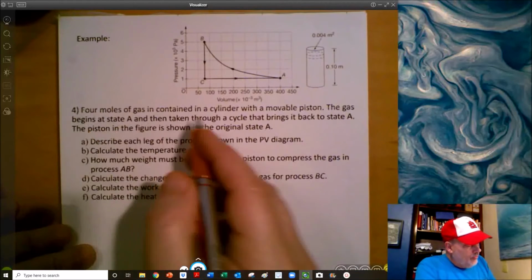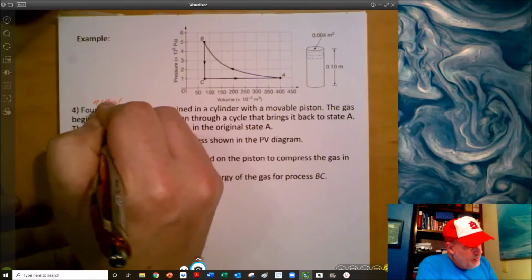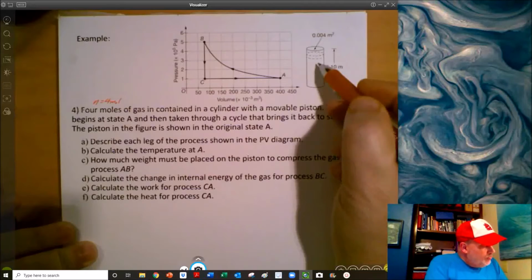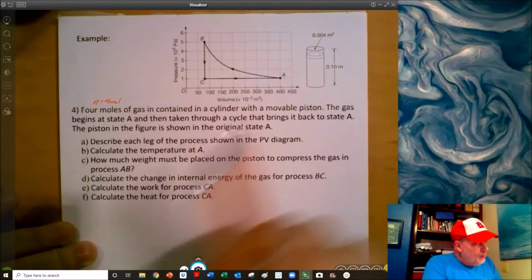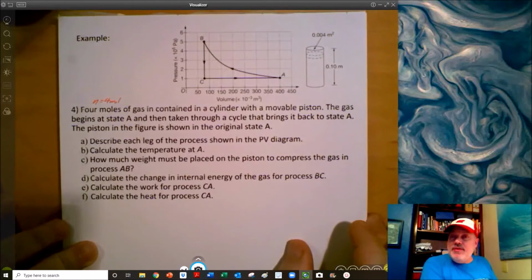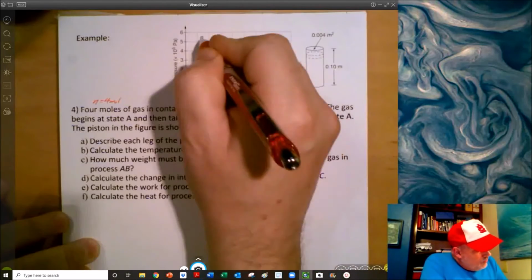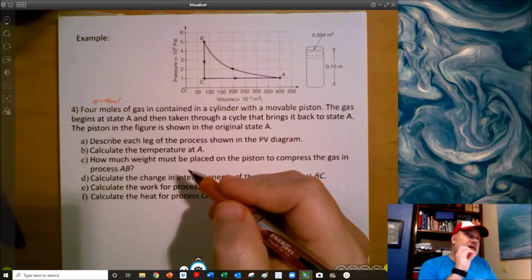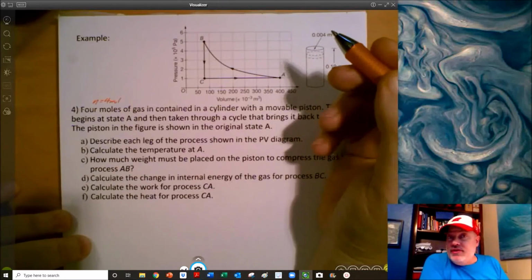Okay, problem 4. We have 4 moles of a gas, that's N equals 4 moles, contained in a cylinder. Here's our cylinder over here with a movable piston. The gas begins at state A and is taken around a cycle back to state A. All right. So the first one, it says describe each leg of the process shown in the PV diagram. All right. So this is a curved process, AB. And so it looks like it's either going to be isothermal or adiabatic. How do we know the difference?